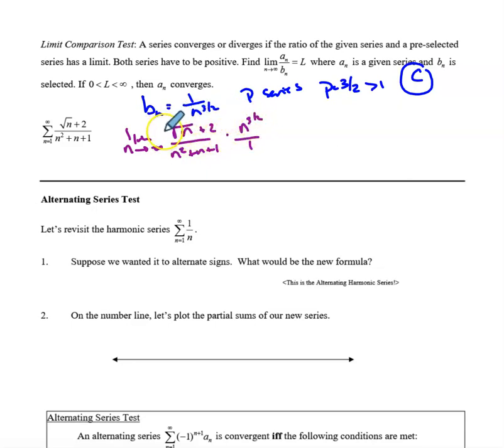I end up with n squared on the top with a coefficient of 1, and n squared on the bottom with a coefficient of 1. So our limit is 1, and since 1 is between 0 and infinity, both series behave the same way, and in this case that means that both series converge. Make sure that you've explained why your comparison series converges, or you won't get full credit for this.